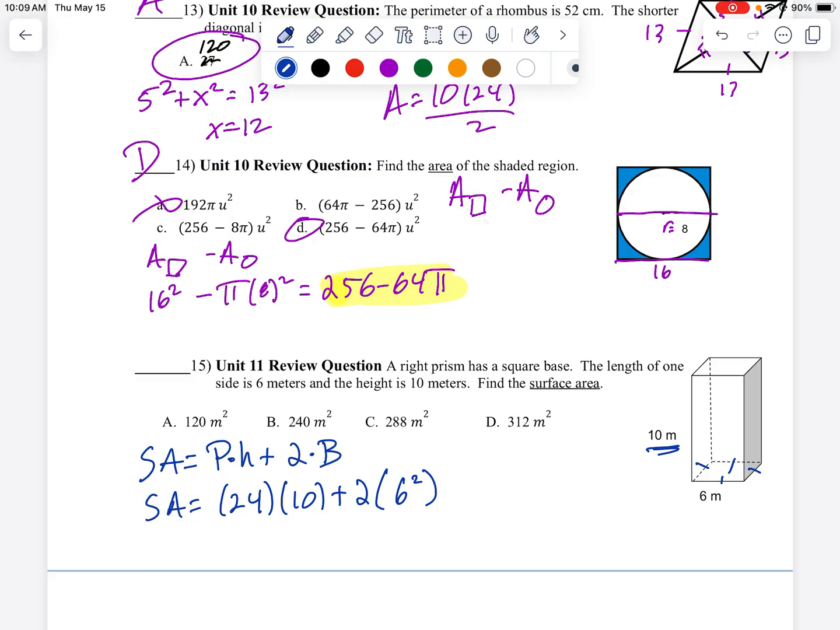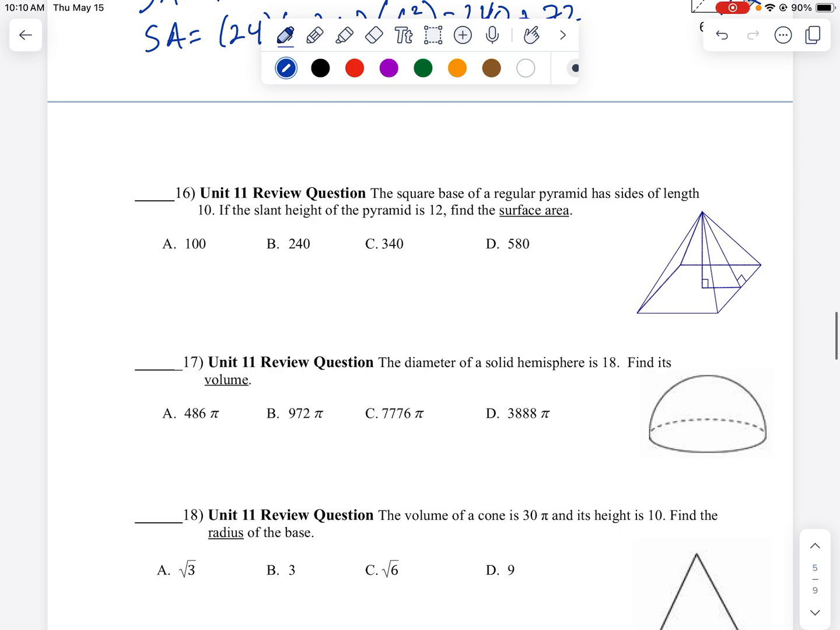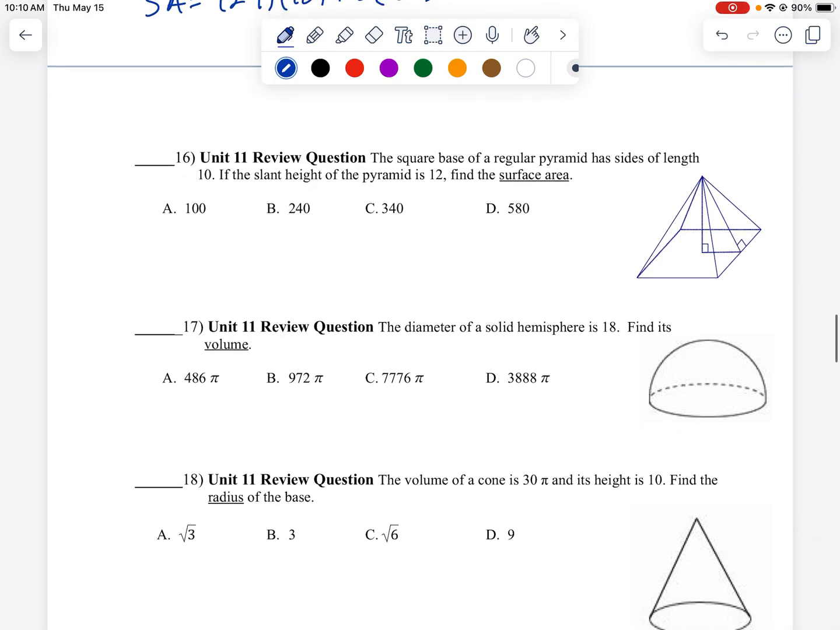Okay, and plug that into your calculator. 240 plus 6 squared is 36, so plus 72. I'll write that out. 240 plus 72 gives me 312. Answer D again. All right, number 16 says find the surface area of the pyramid.